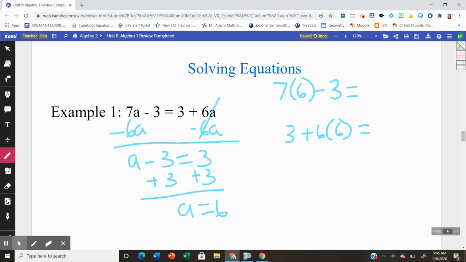So order of operations, 7 times 6 is 42. 42 minus 3 is going to give me 39. The second expression, 6 times 6, order of operations, is 36. 36 plus 3 is going to, again, give me 39. Because these are both equal to each other, I am very confident that my answer of a equaling 6 is appropriate.